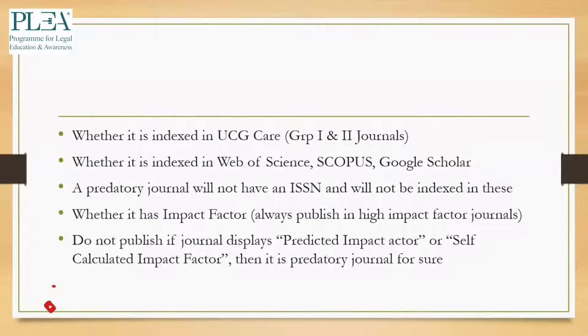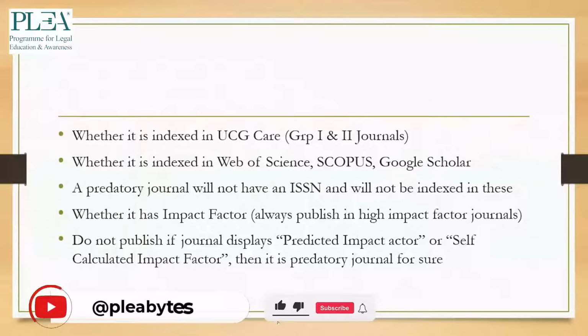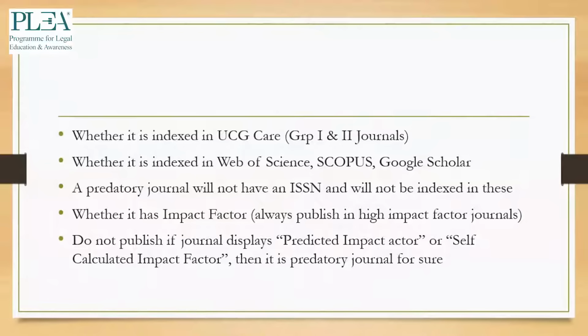Check whether it is indexed in Web of Science, Scopus, Google Scholar. These are the other indices. These are the areas where good journals get indexed. So always try to publish in these. UGC Care for India, or for abroad, if you want to go to some international journal to publish, check whether it is indexed in Web of Science, Scopus, or Google Scholar.